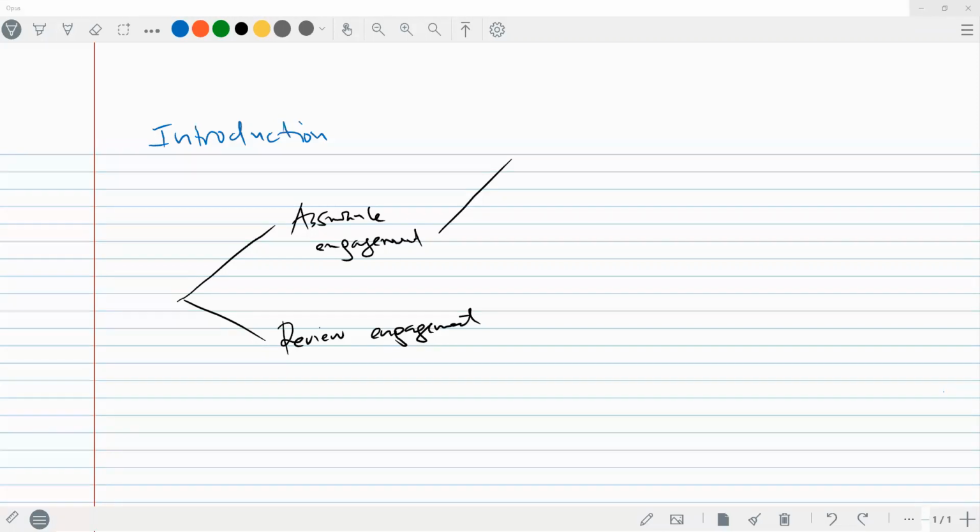Now, just to check, Karen, what is the mnemonic? What are the features, the elements of an assurance engagement? We use a mnemonic. We use the term CREST.